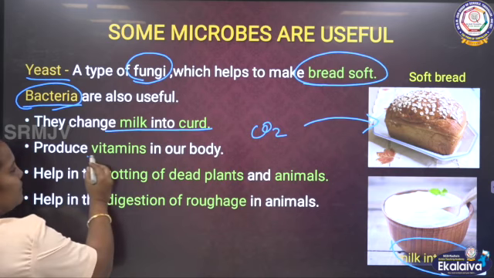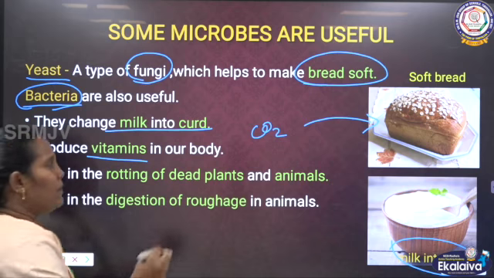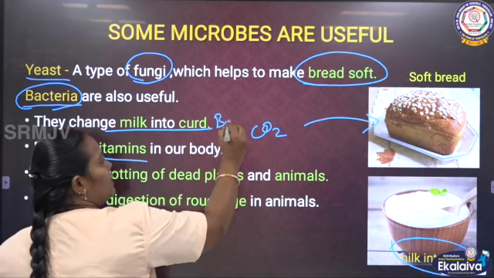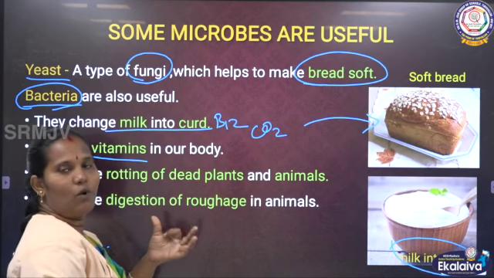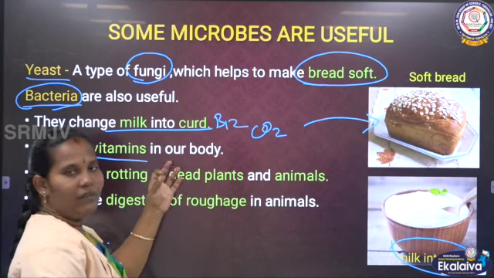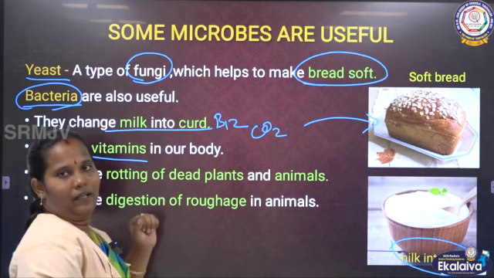Then the next one is the vitamins. The vitamin B12 is there, no? Vitamin B12 is actually made from riboflavin, it is called. We can also get it from the fungi.